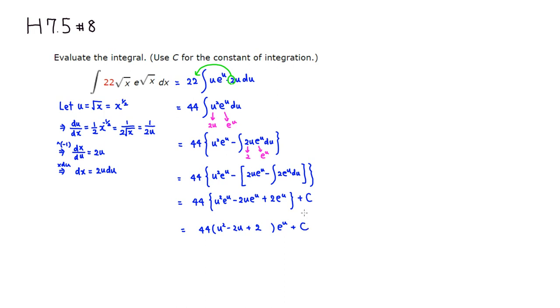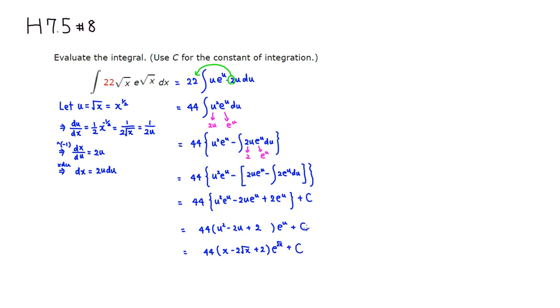Then all you have to do is put the square root of x back in. So this is going to be equal to 44. Square root of x squared will be x. Well, absolute value of x, but we assume that x is non-negative. And a minus 2 square root of x plus 2, times e to the square root of x, plus some constant c.